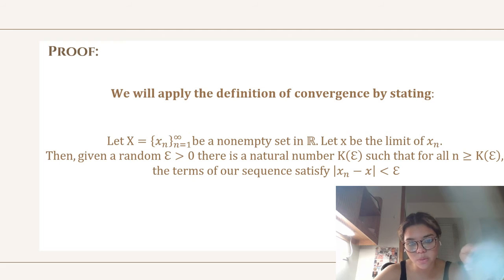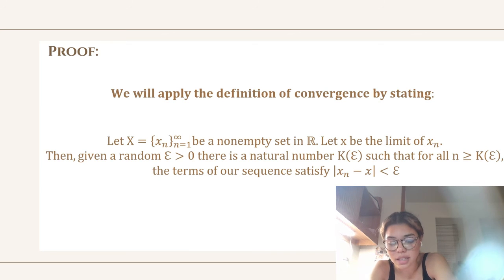So the first step is we'll apply the definition of convergence by stating that we have a sequence that is a non-empty set and it's in R. So a sequence of real numbers. And we'll let x be the limit of x sub n, our sequence. Then, given a random epsilon greater than 0, there's a natural number k, such that for all n's greater than or equal to k, the terms of our sequence satisfy the absolute value of x sub n minus x is less than epsilon.